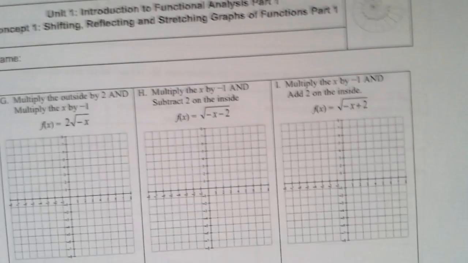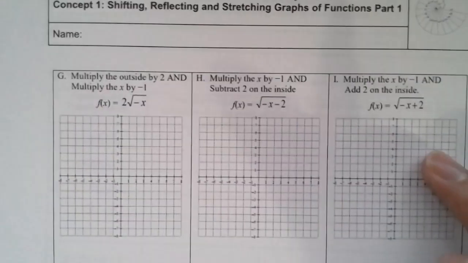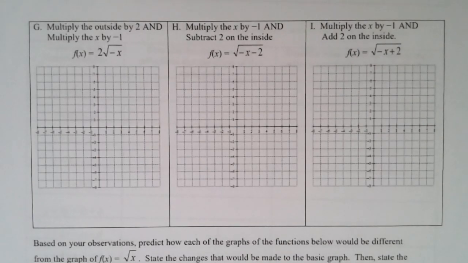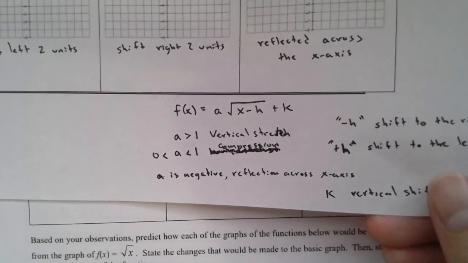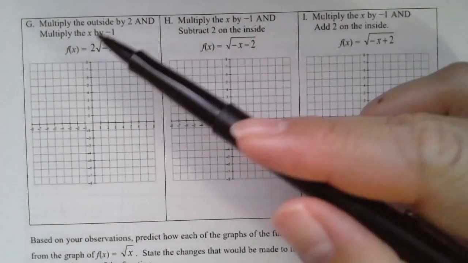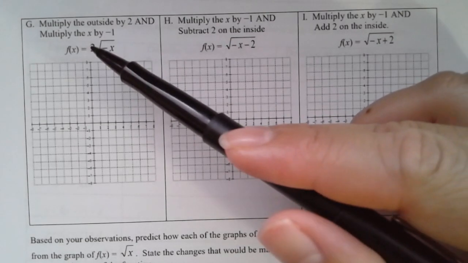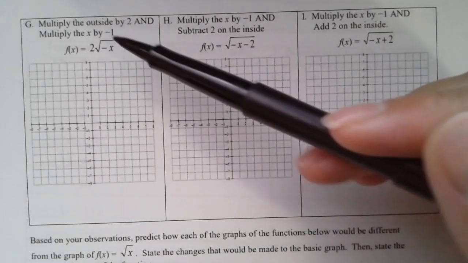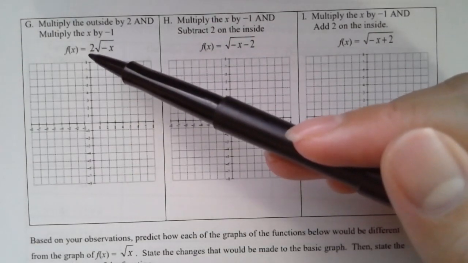So let's look at the next few ones here. G says multiply the outside by 2 and multiply x by -1. If we compare it to what we just wrote at the bottom, a is greater than 1, so I have a vertical stretch. What does a vertical stretch mean? Whatever I plug in for x, whatever this gives me, I multiply everything by 2. That means I'm going to make it bigger. It makes the y bigger, because whatever I get, I multiply by 2.